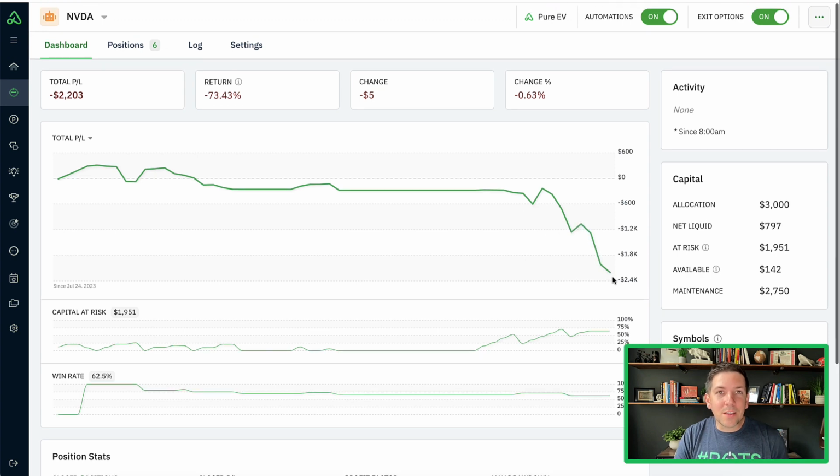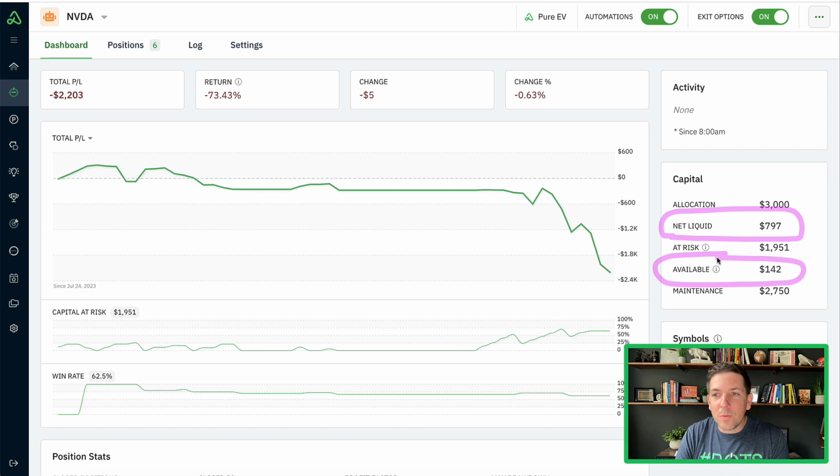So that's the first thing here that would cause this to send an error, is that it was trying to open a new position, but just didn't have enough capital available to open a new position. The net liquidity on it is pretty low with the existing positions. It already has 6 positions. And so therefore the available capital left for any additional positions is not too good, right?